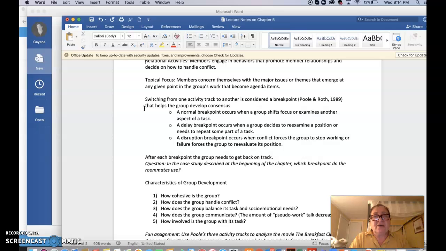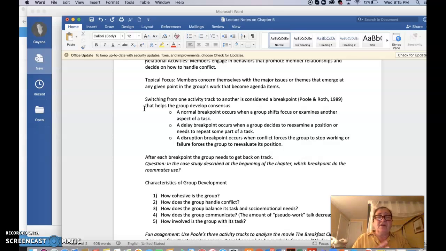So switching from one activity track to another is considered a break point, and it actually helps the group develop consensus. So there are three kinds of breakpoints. One is normal breakpoint. It occurs when the group goes from one topic to another, shifts focus from one aspect of the task to another.